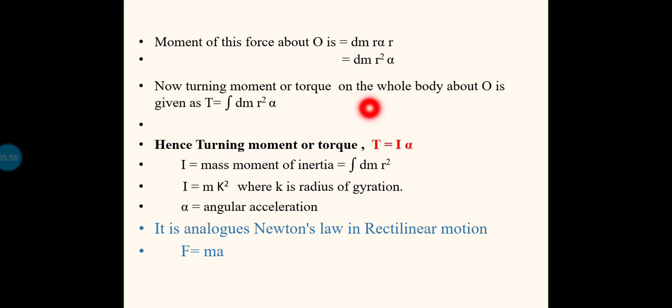So on the whole body, the turning moment or torque is given by, on the left side, the integral of this, which is nothing but the turning moment or torque. T is equal to integral dm r square into alpha. This term we can simply write as T is equal to I alpha, where I is the mass moment of inertia, defined as integral dm into r square. This term integral dm into r square is nothing but the mass moment of inertia.